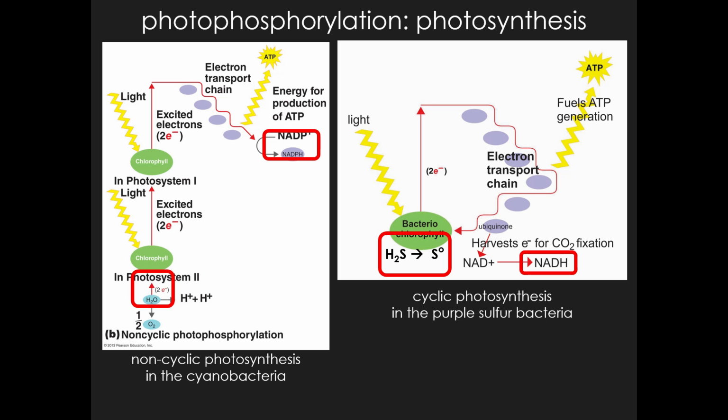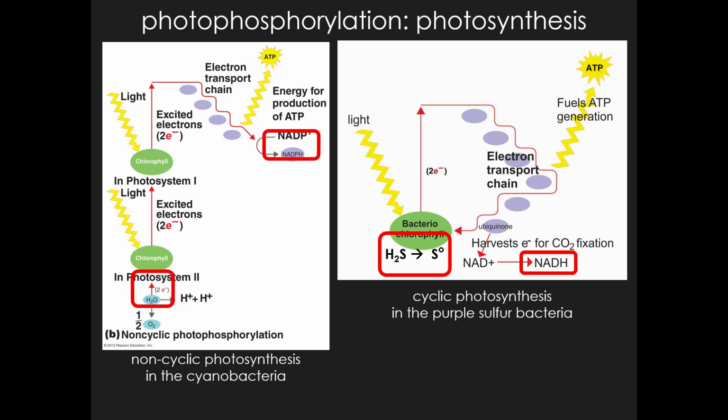So notice in non-cyclic photosynthesis, water is oxidized, the electron moves through the system one time, does not cycle, and leaves as part of the NADPH molecule. In cyclic photosynthesis, hydrogen sulfide is oxidized, the electron flows through multiple times, generating ATP, and only then leaves the system as part of NADH. So one electron per ATP and NADPH molecule on the one side, one electron per many ATP molecules before it's ultimately used for reducing power on the other side.